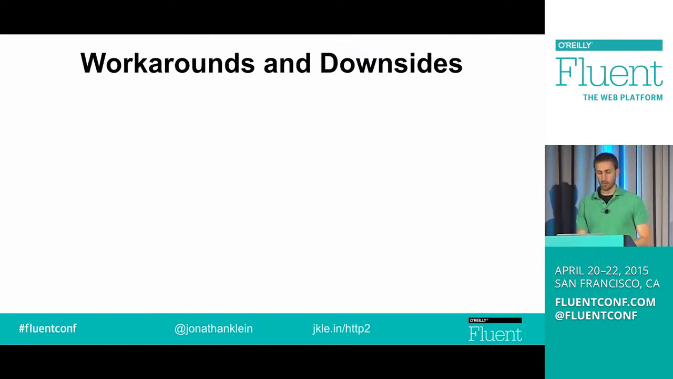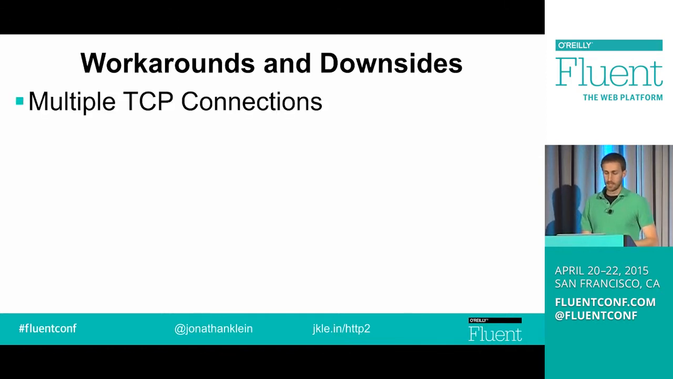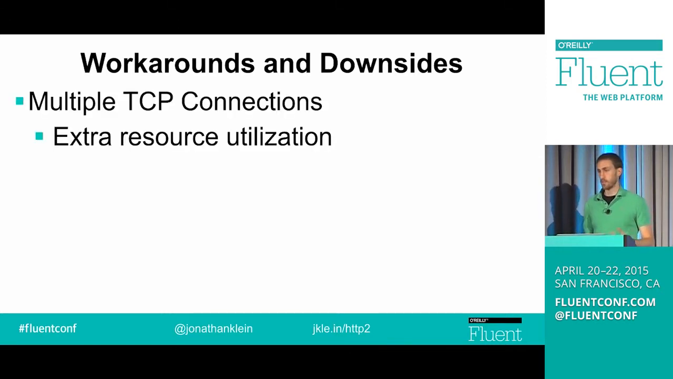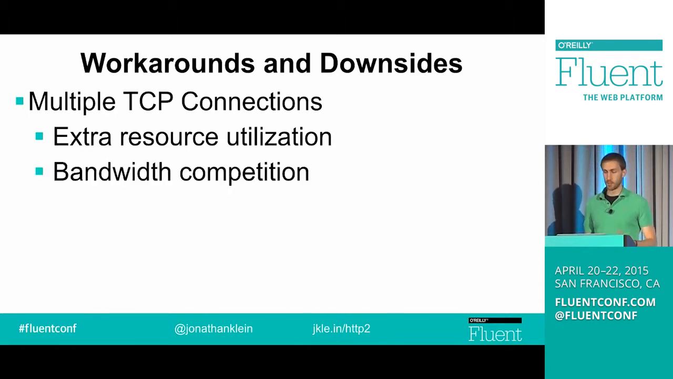So let's talk about these workarounds and downsides for head-of-line blocking. We've talked about multiple TCP connections. The downside here is you have extra resource utilization on both the client and the server. You're opening up these extra connections for not a whole lot of benefit. You also have bandwidth competition between those connections. You can open all the connections you want to the server, but you only have a limited amount of bandwidth. And so you're not actually going to get more throughput over the long term. You're just going to have contention between those connections once the window size is opened up.